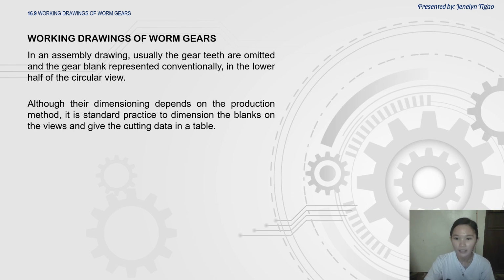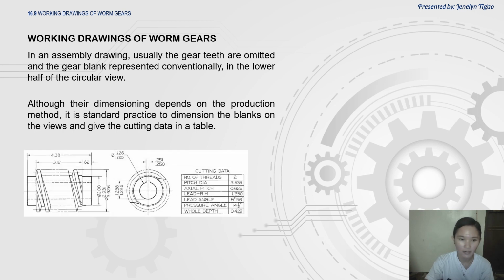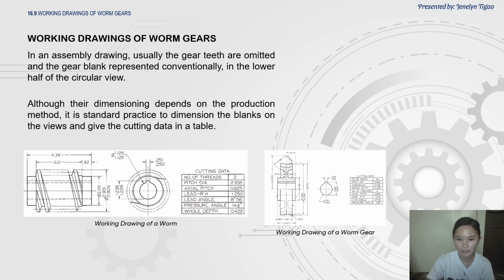Note: dimensions that closely affect the engagement of the gear and worm have been given as three-place decimal or limit dimensions. Other dimensions, such as rim radius, face lengths, and gear outside diameter, have been rounded to convenient two-place decimal values. So these are the examples of working drawings of worm gears.